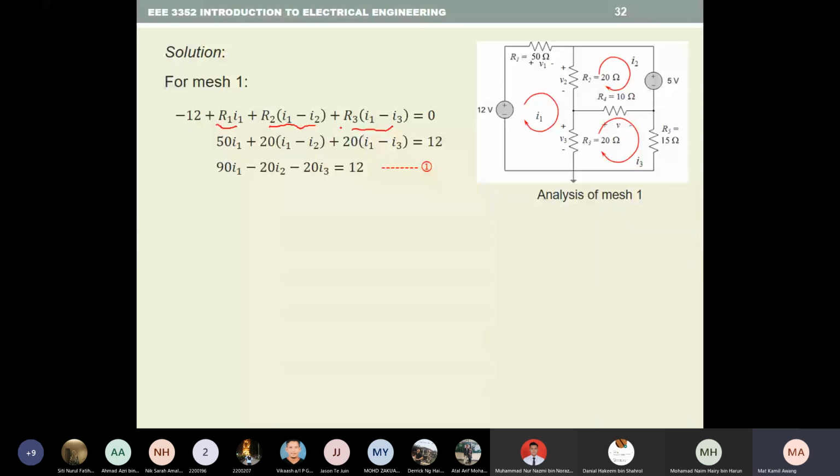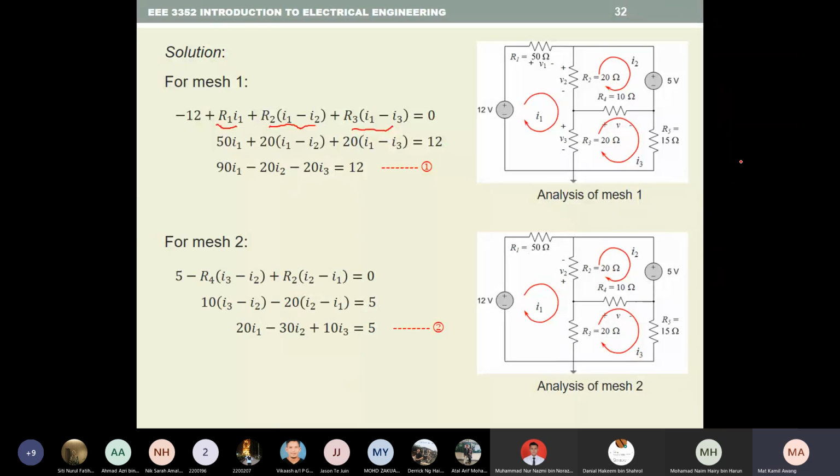So from here, you substitute the value of R1, R2, and R3 into the equation. Then you got this 50 I1 plus 20 times I1 minus I2 plus 20 times I1 minus I3 is equal to 12. So your first equation is 90 I1 minus 20 I2 minus 20 I3 equal to 12. That's the first equation for mesh 1. Then you go into mesh 2.